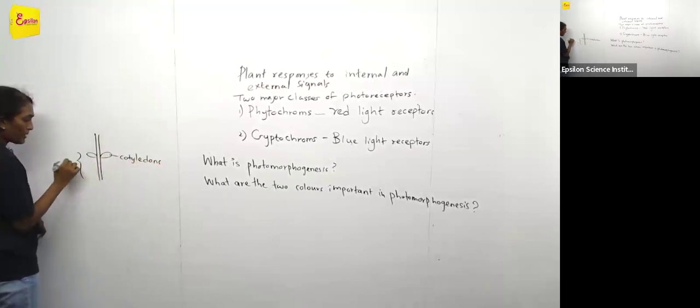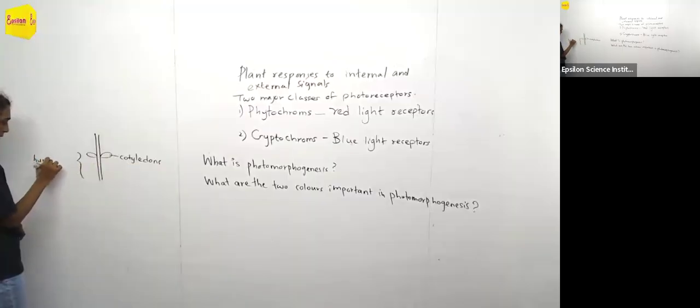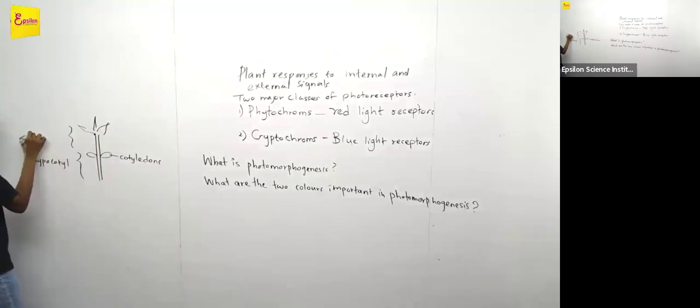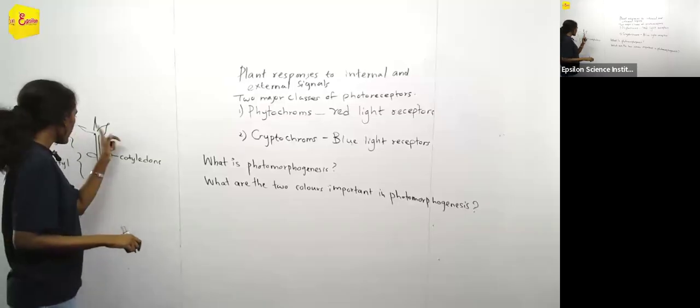The below part we call hypocotyl. Above part, this is epicotyl. If you don't know, just keep it somewhere. This is hypocotyl, this is epicotyl.